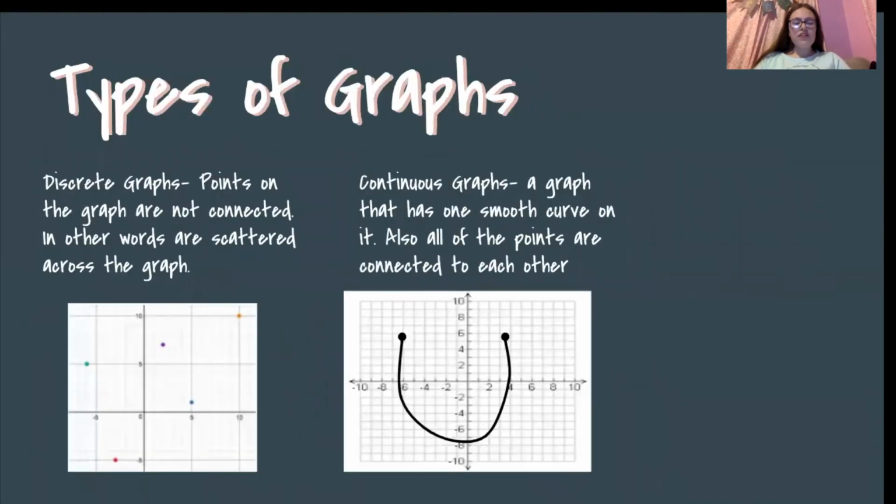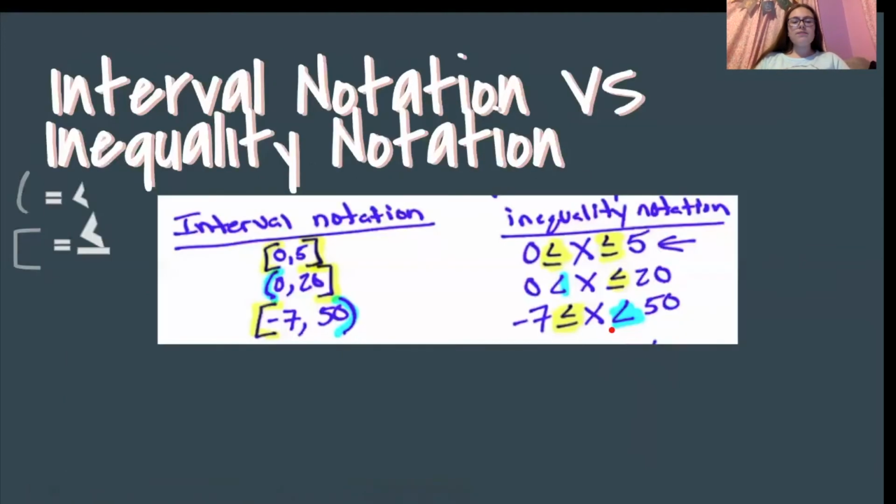Types of graphs. There are two different types of graphs. There are discrete graphs, where the points on a graph are not connected. In other words, they're scattered across the graph, like some of the examples I showed you before, with all the points scattered. A continuous graph is a graph that has one smooth curve on it. Also, all of the points are connected to each other. This can be a line or like this example, and those are the different types of graphs.